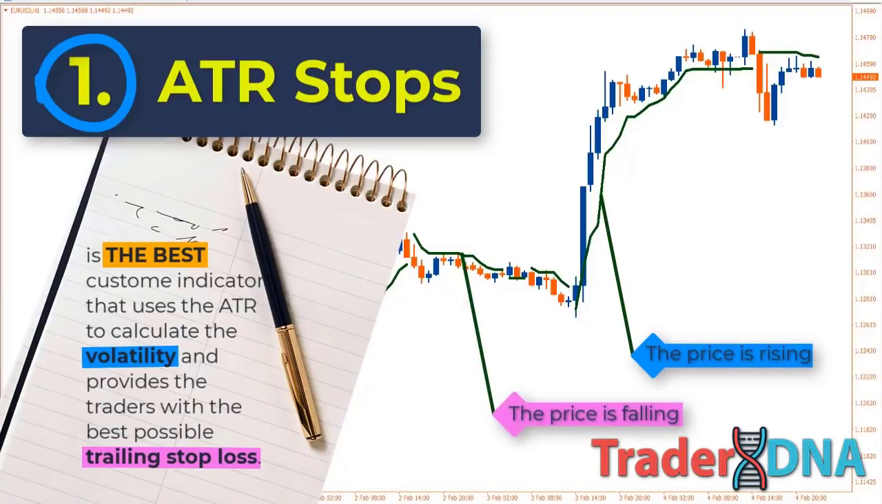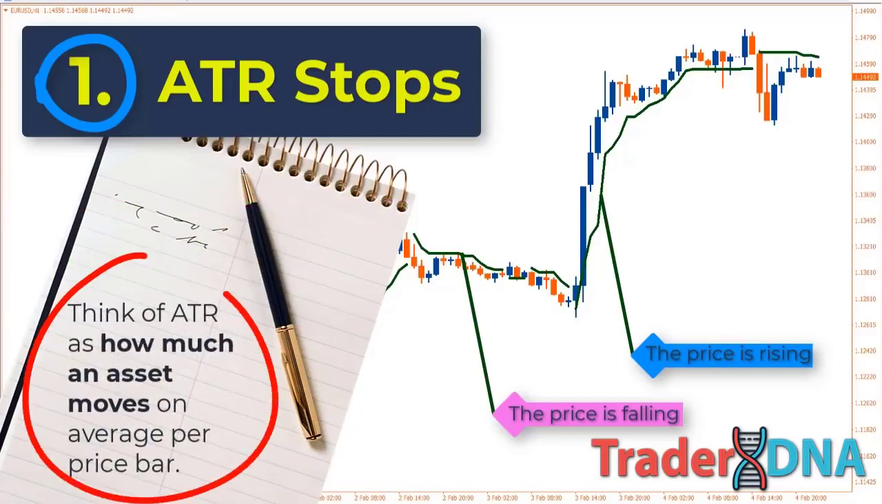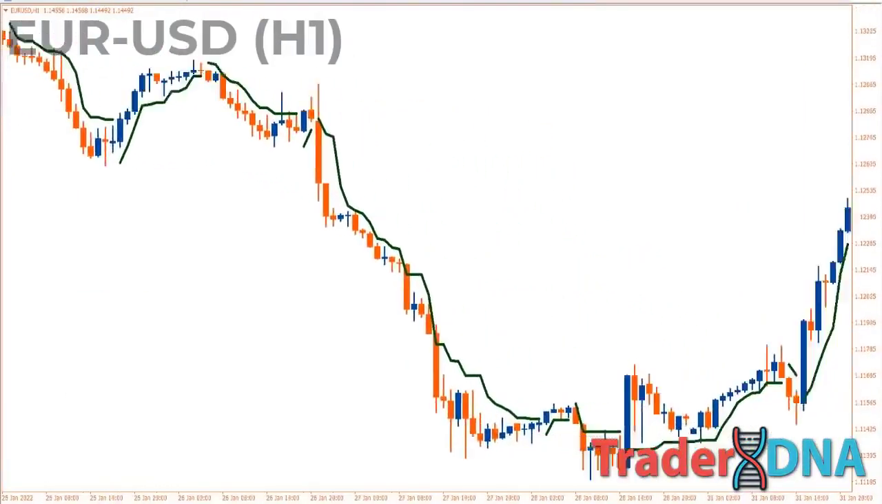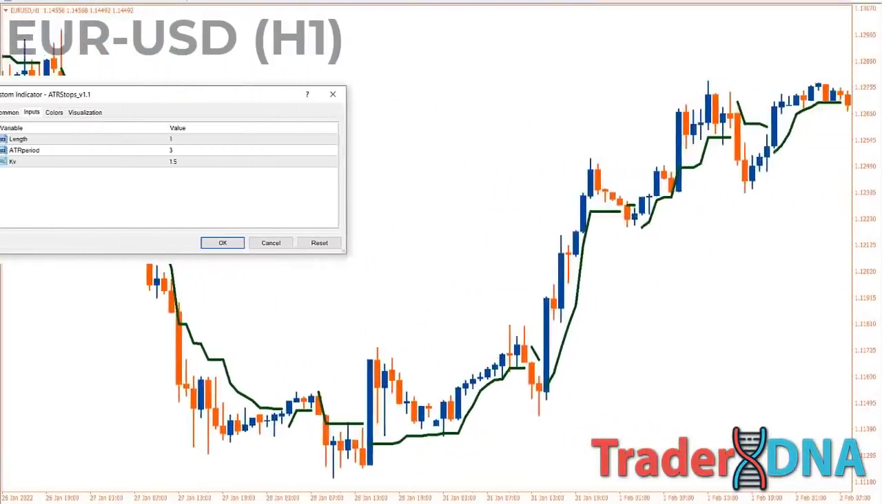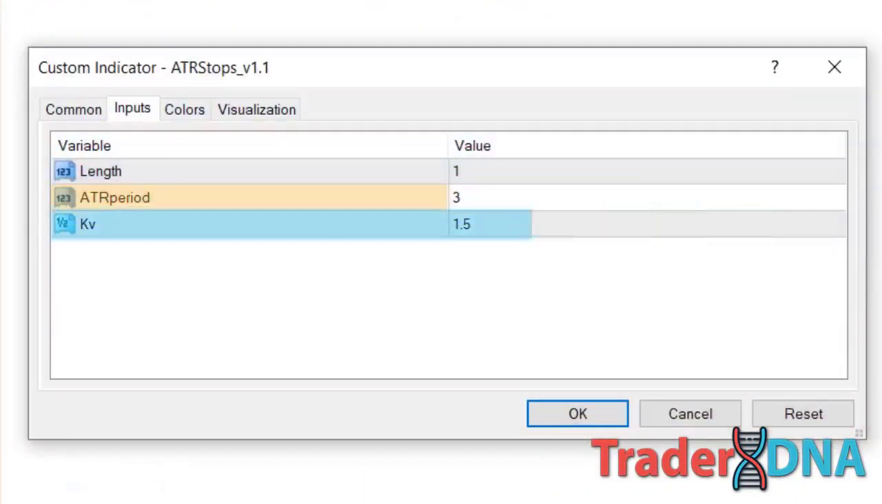How far the line is above or below the price is based on the average true range, or ATR. Think of ATR as how much an asset moves on average per price bar. This Euro United States dollar hourly chart has an ATR stops indicator on it. There are 2 main inputs for the ATR stops indicator, one is the period, and the second is the coefficient.